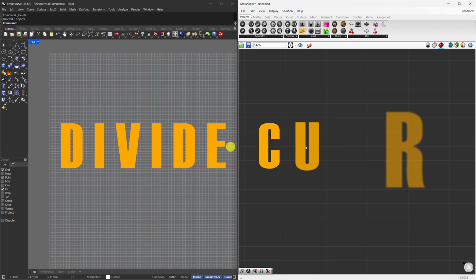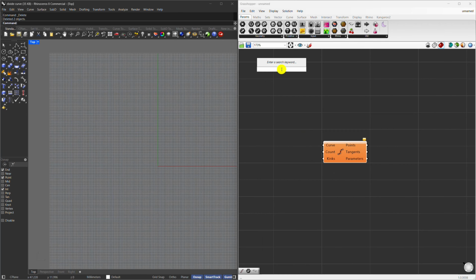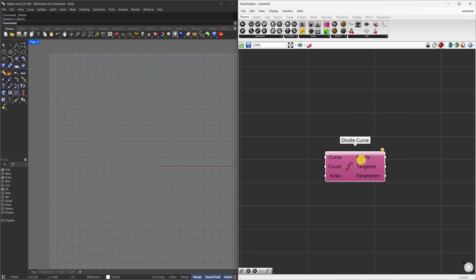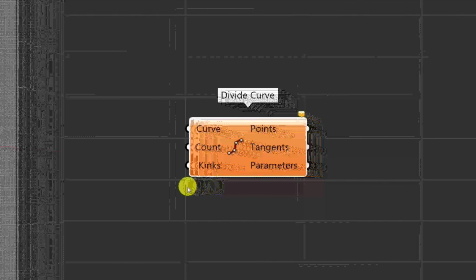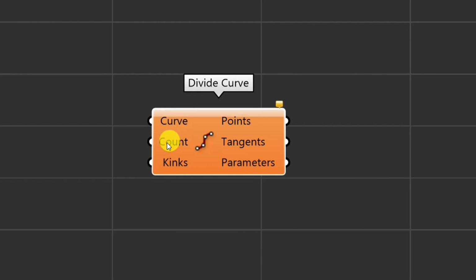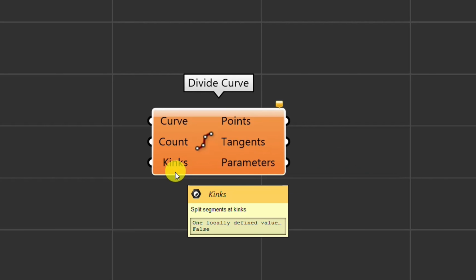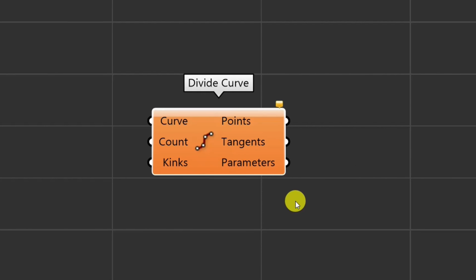Let's start with the basic one, Divide Curve. Let's add it, so you can see the component name. Before we start, let's take a look at the inputs and outputs of the component. In the inputs, we have Curve, Count, and Kinks. Curve, we understand, we have to give the curve. Count is how many parts we have to divide into. And Kinks, we will see in a moment. On the output side, we have Points, which gives the division points, and Tangents, which gives the direction at the particular points, and the Parameter, which we have seen in the last video.